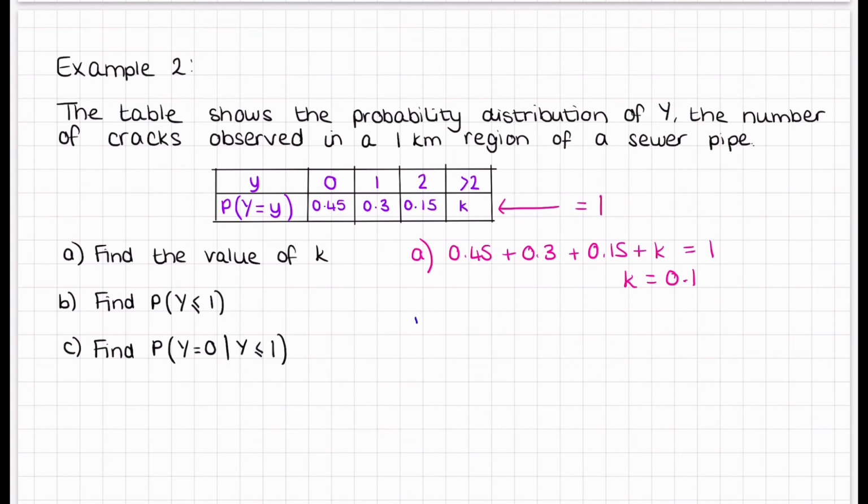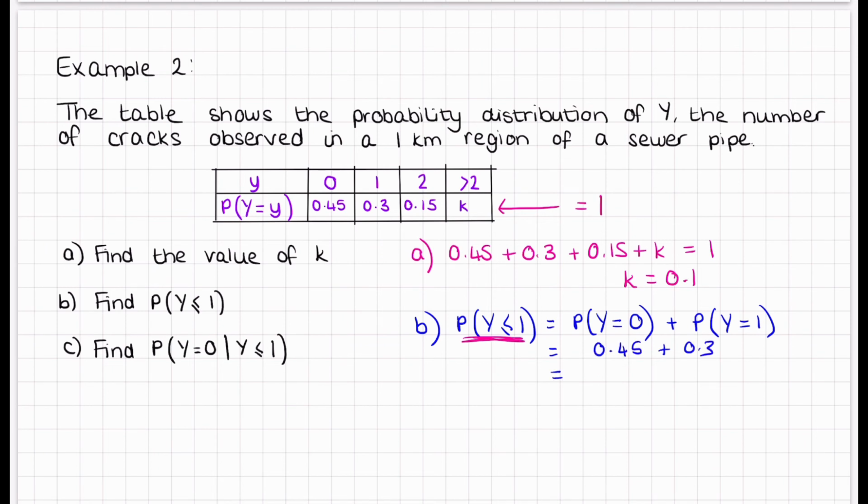Part B, find the probability that Y is less than or equal to 1. So once again, now we can just go to our table. For it to be less than or equal to 1, we need the probability that y is 0, and we need to add that to the probability that y could equal 1, because that satisfies what we've been asked to find, that y is less than or equal to 1. Put our values in, so 0.45 plus 0.3, which would be 0.75.